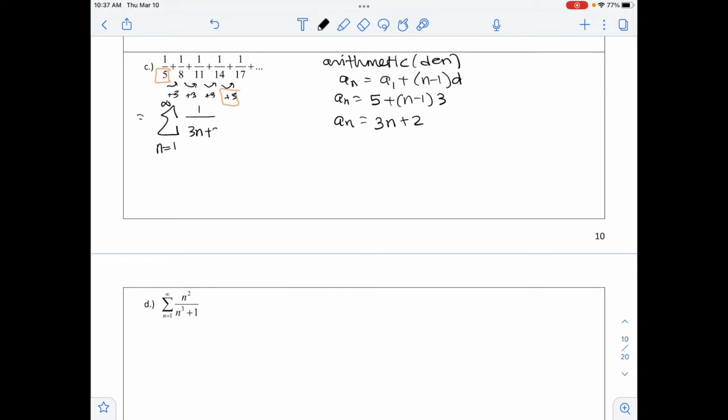And again, you can always check this. If you were to substitute in 1, you would have 3 times 1 plus 2, and that would be 5 in the denominator. If you substitute in 2, you have 3 times 2 plus 2, which is 6 plus 2, which is 8. And you can keep checking that to make yourself feel better about that.